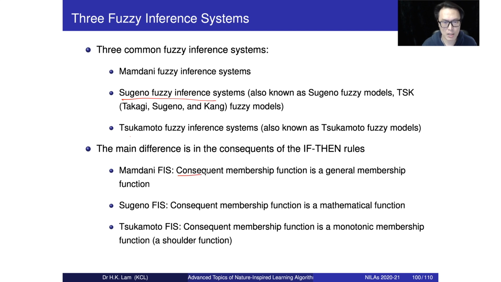For the consequent part, in the Mamdani type fuzzy inference system, we allow a general membership function. That means that we can use any shape. And for the Tsukumoto fuzzy inference system, the consequent membership function is a mathematical function. That means we are going to have a function subject to different input values, and then the membership function will change. And in the Tsukumoto fuzzy inference system, in order to simplify the implementation, the membership function is monotonic increasing or decreasing. I'm going to show you the details later on.